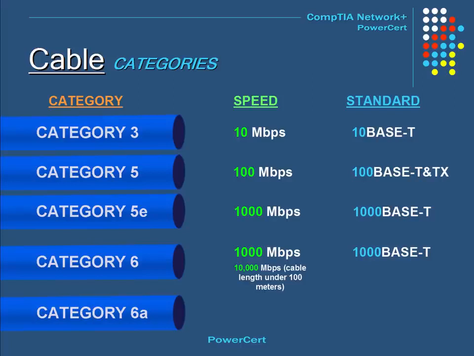And it's also used on 10GBASE-T networks, which has a max speed of 10,000 megabits per second, but only for cable lengths of less than 100 meters. And last, there's Category 6A, or augmented. And this has a maximum speed of 10,000 megabits per second, and is used on 10GBASE-T networks. And unlike Category 6, this has a maximum length of 100 meters.